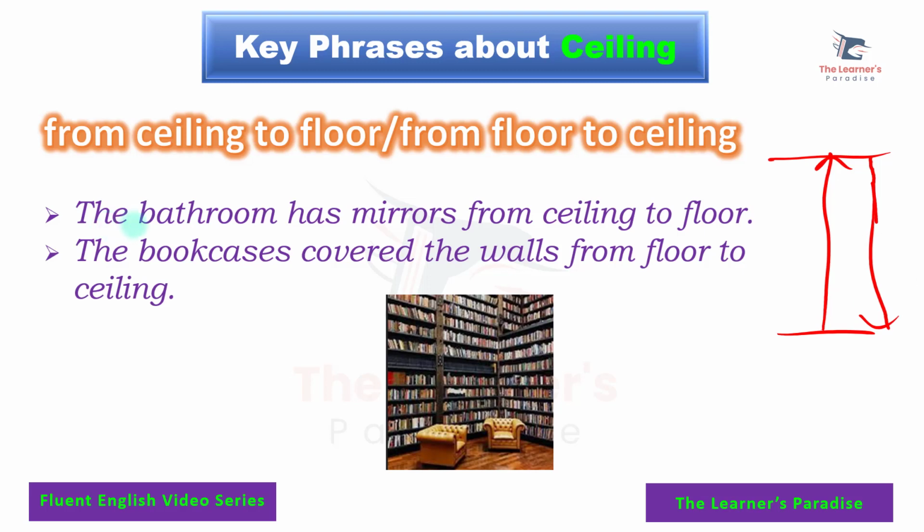Example sentences are: The bathroom has mirrors from ceiling to floor. The bathroom was covered with mirrors from ceiling to floor. Next is: The bookcases covered the walls from floor to ceiling. See, this is the bookcase. It starts from the floor and reaches to the ceiling.